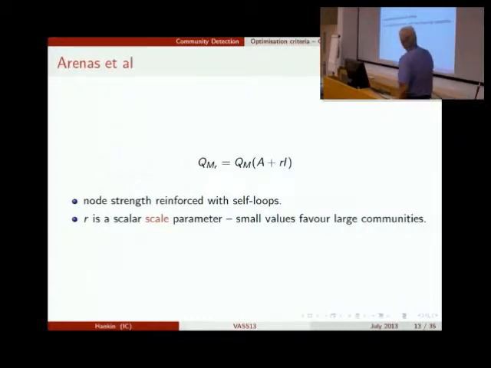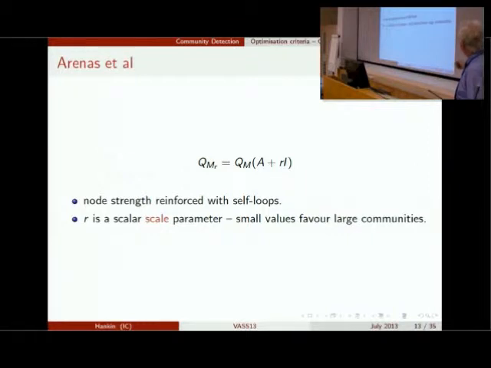And then there's also another approach by Arenas and others, which effectively uses Newman's measure, but also has a scaling parameter, which is this r here. And r is being multiplied by the identity matrix, which is a diagonal matrix which connects every node to itself. So you're adding self loops, which effectively increases the strength of each node in the graph.